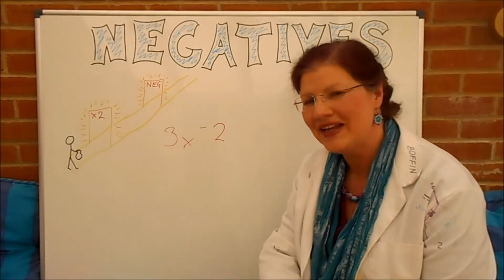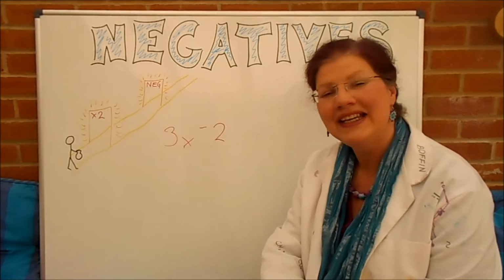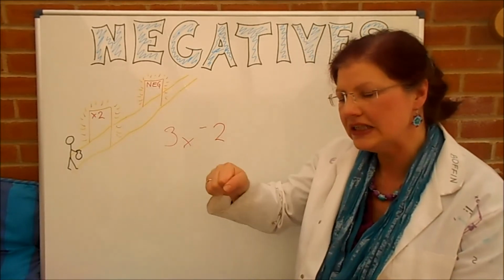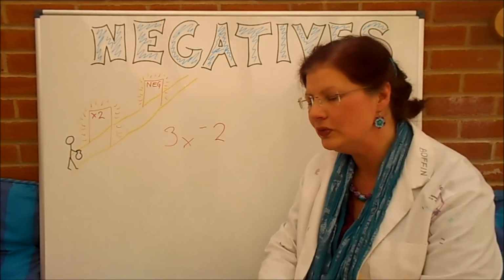Hi there Batty fans, it's time for a little bit of work on positives and negatives with the Batty Boffin today. To help us, we have got this little picture here, which is a picture of you with a bag of peanuts in your hand, and you're walking along this yellow brick road with two magic portals on it.